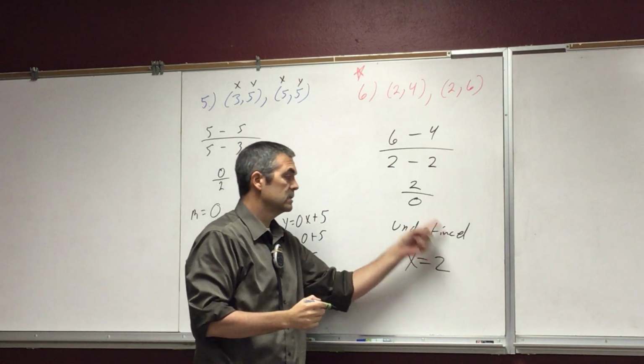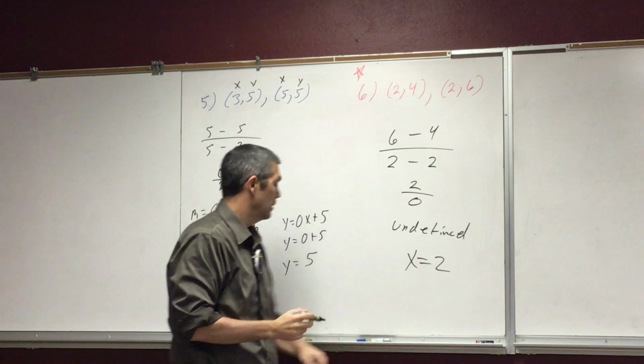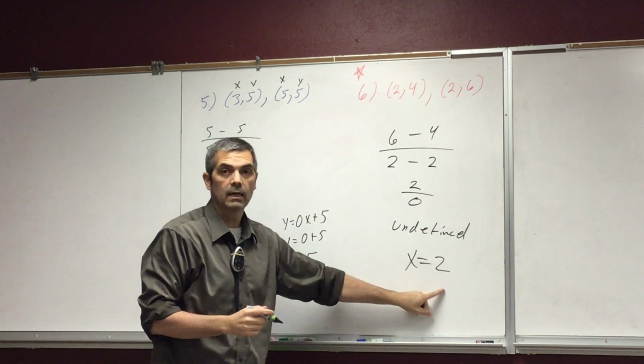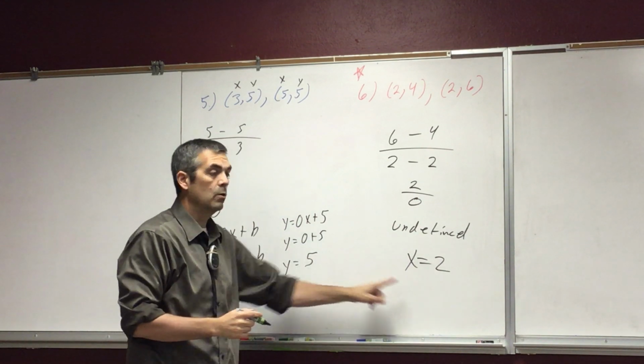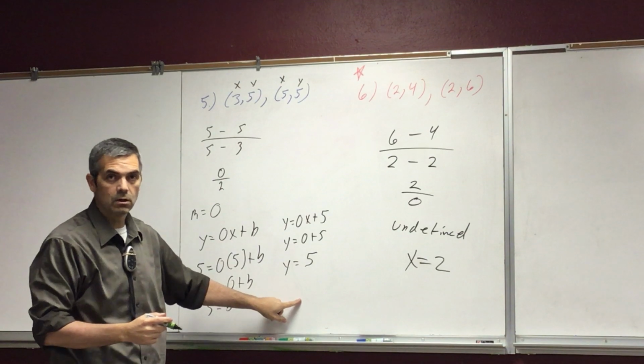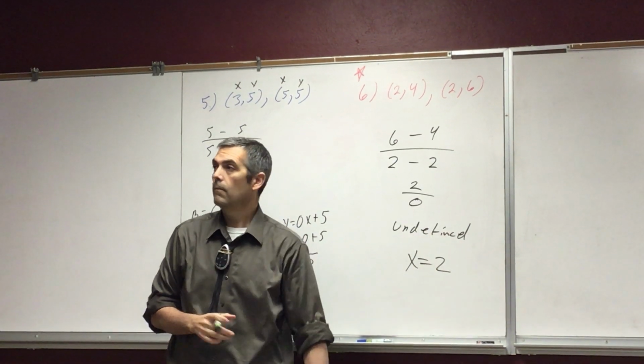Now, this cannot be put into slope-intercept form. Watch this one. Okay? This one can. This is in slope-intercept form. This one can't. Okay? Know the difference between the two. This is a vertical line. This is a horizontal line. Okay? If you recognize those, you're going to be good.